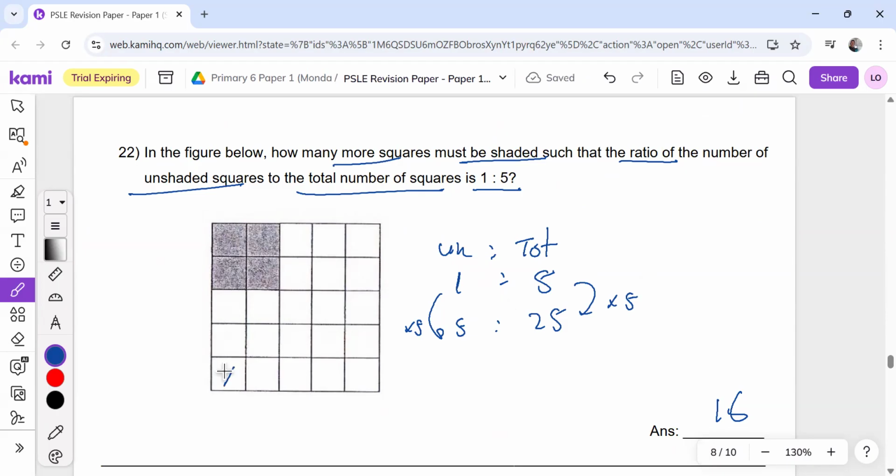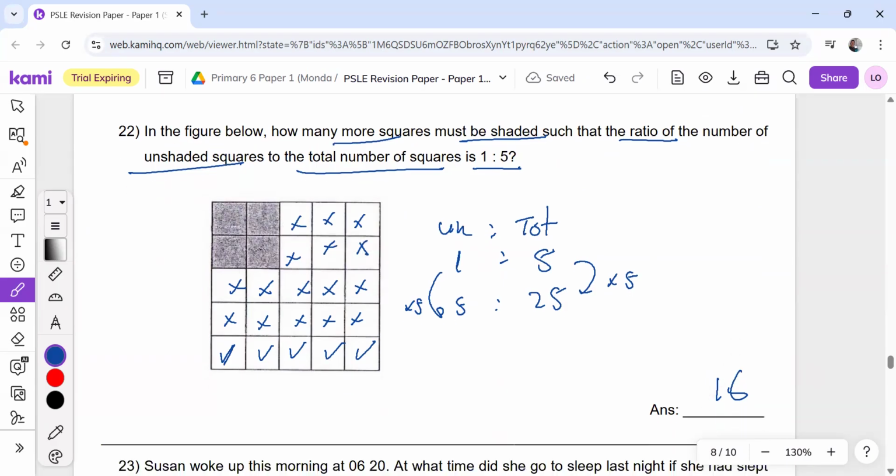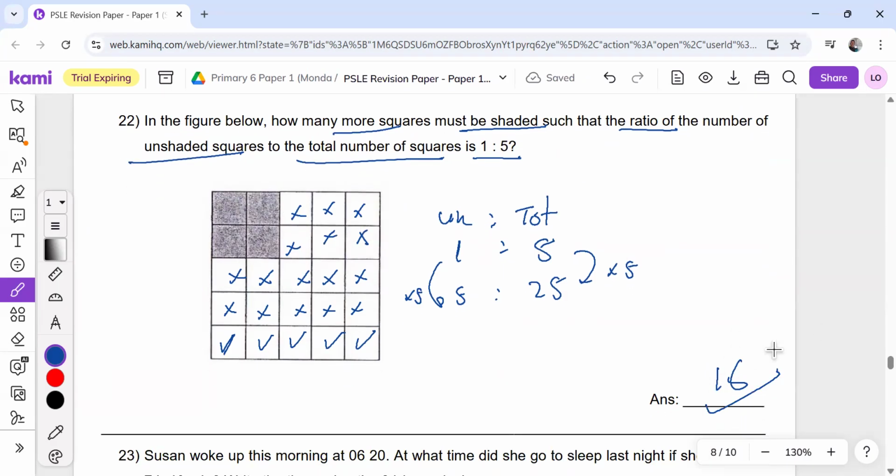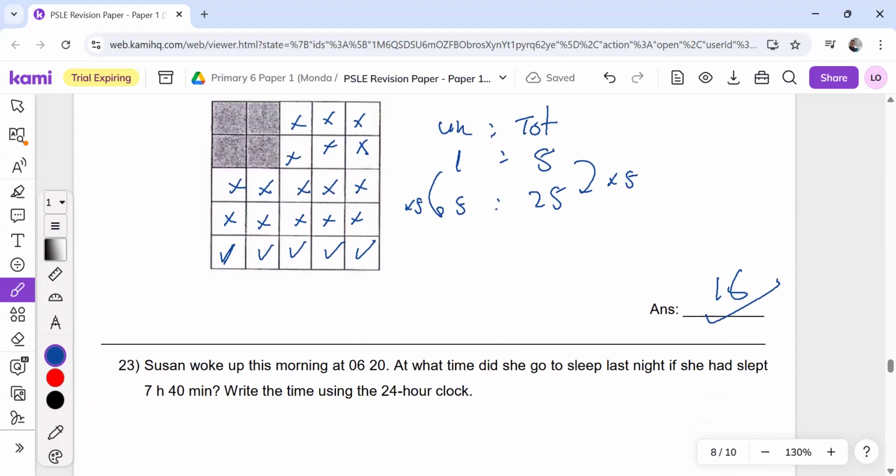So you reserve these 5 unshaded, and then the rest of the squares, color. 1, 2, 3, 4, 5, 6, 7, 8, 9, 10, 11, 12, 13, 14, 15, 16. So all the 16 squares, you will have to color them. And when you color them, then it will become 1 is to 5. The unshaded will become 1 is to 5. Are you clear? Do you get the answer correct? All right, let's go to question 23.